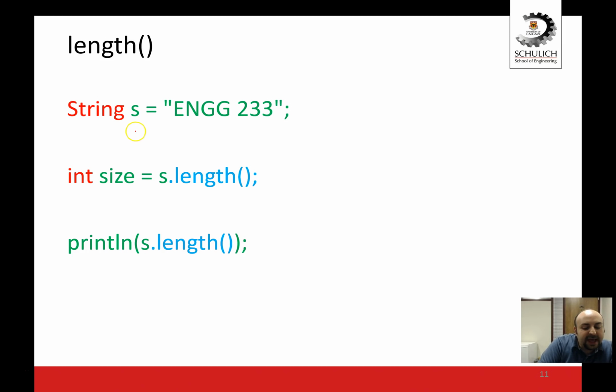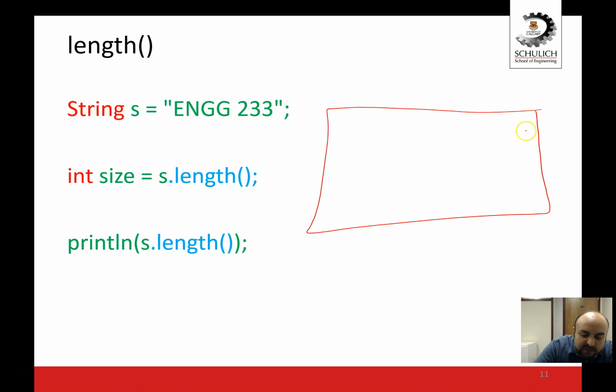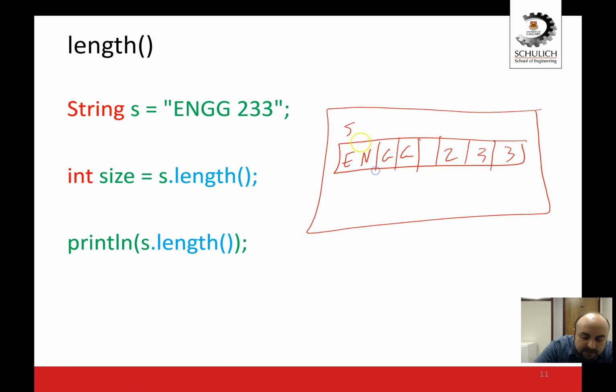If you have a string S, ENGG 233, let's look at memory. This is going to be saved as: you're going to have S, and this is going to be saved as ENGG, space, 233. So that's what we're going to have. And here, this is our space. The indices are 0, 1, 2, 3, 4, 5, 6, 7.